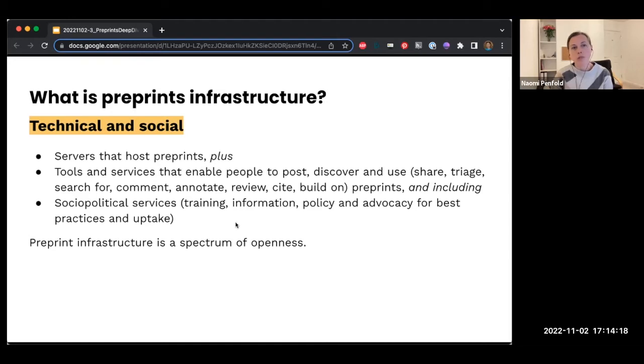And I'm going to speak more about the preprint infrastructure that is not commercially owned, for example, or run by academic groups or with academic institutions, but it may not be open source and it may not be open in other ways. We're working with where we're at with the ecosystem at this point.